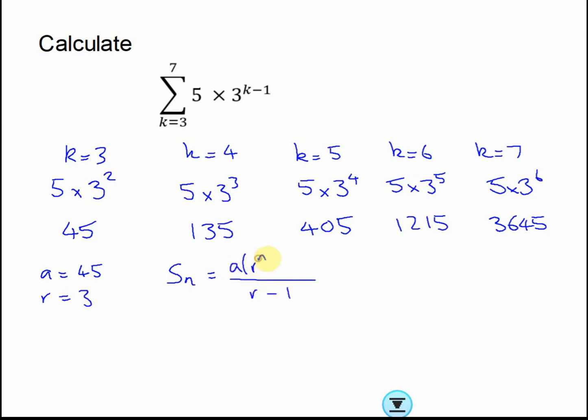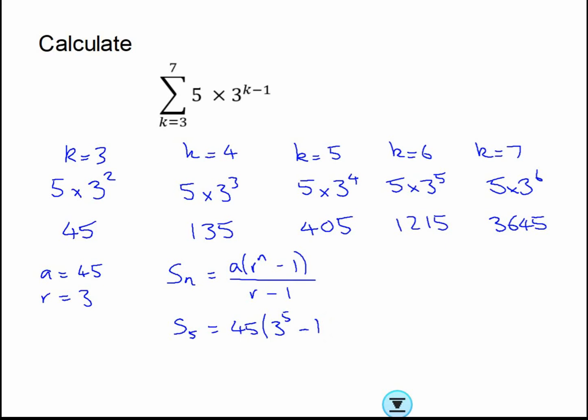So therefore my formula would be r to the n minus 1. How many terms have we got? 1, 2, 3, 4, 5. Again, a lot of people are going to go wrong here and put 4. So the first term was 45. The common ratio was 3. We're raising it to 5 terms.